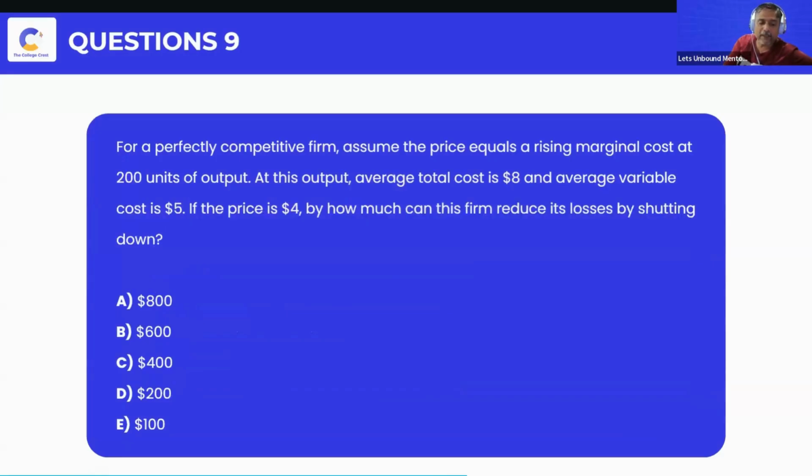For a perfectly competitive firm, assume the price equals a rising marginal cost at 200 units of output. So at this output, average total cost is $8 and average variable cost is $5. If the price is $4, by how much can this firm reduce its losses by shutting down? Okay, this is a numerical question, as you can see. If you do your calculations here, the correct answer will work out to be D, $200.